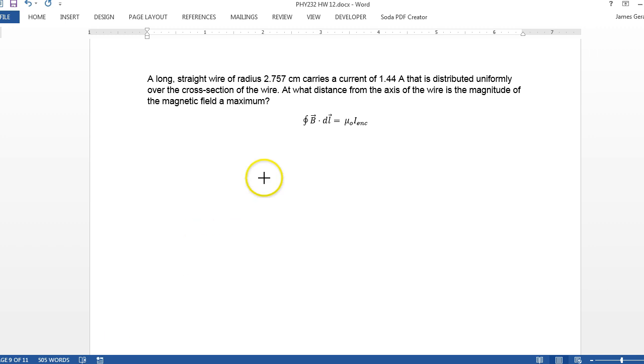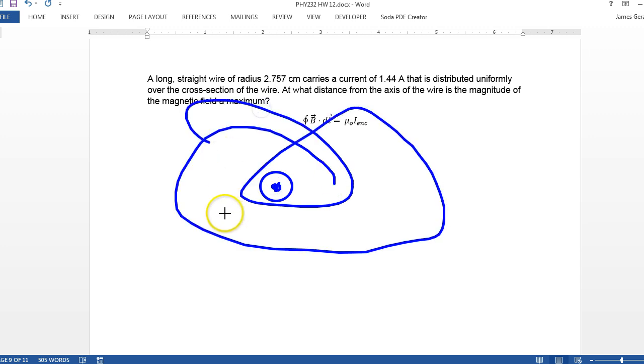If you have a wire, here in this instance we are inside the wire, because the radius of the wire is 2.757. Well, actually, we're asked where is the maximum. So there's the field inside and the field outside. Well, outside we know the answer, right?